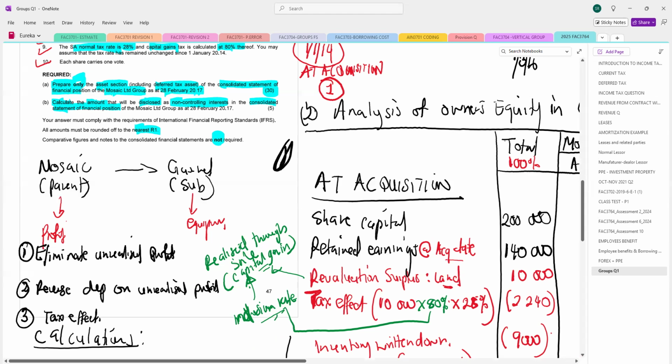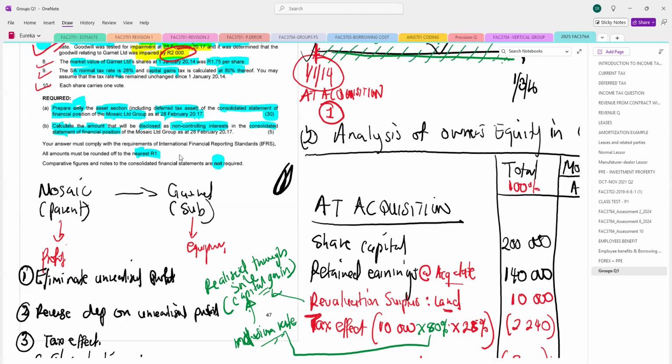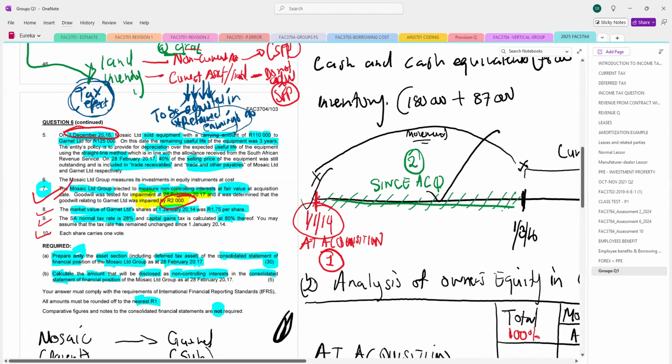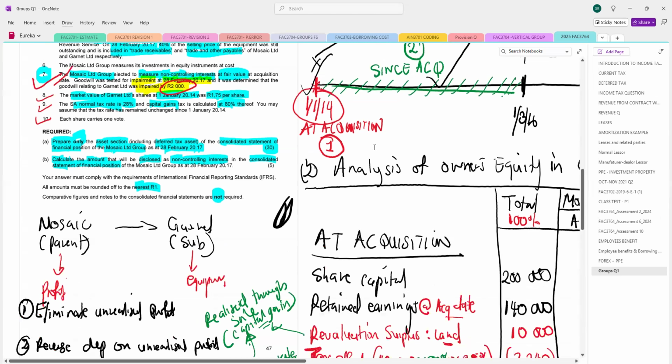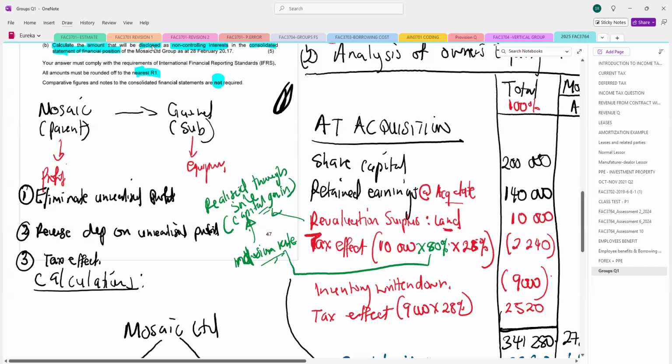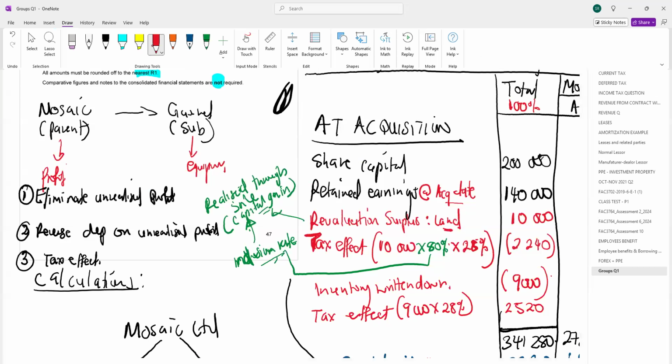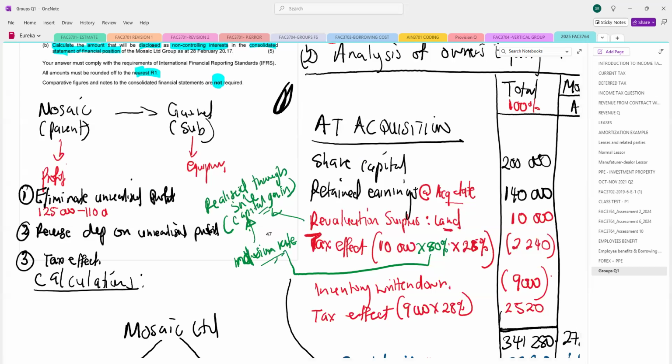Okay, so first thing first, how much is my profit? So it says on 1 December, Mosaic Limited sold equipment with a carrying amount. So obviously this will be what it will be carried at. That will be the value that is being carried at, the carrying amount value. They sold it for 125. So that's the selling price, all right? So I'm going to say 125,000 minus 110,000. So this is going to be 15,000. Okay. That is my unrealized profit that must be eliminated.